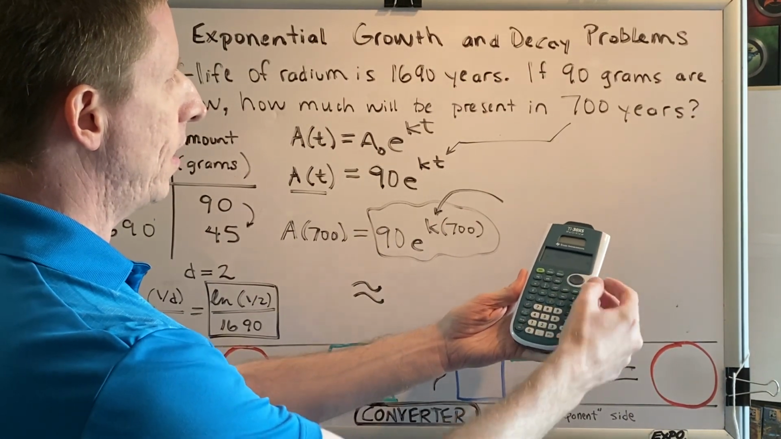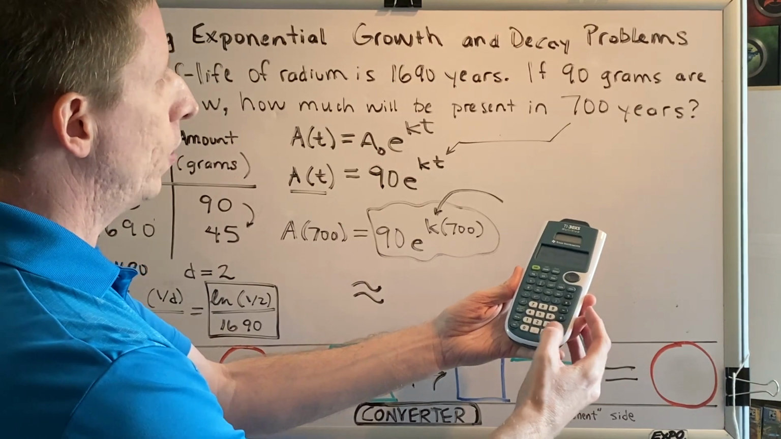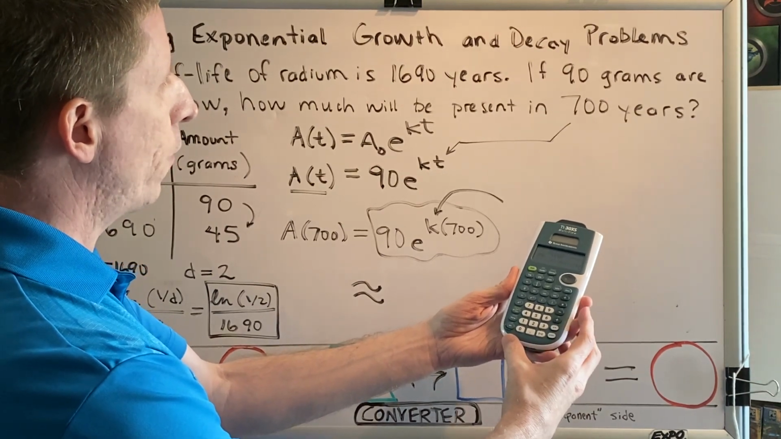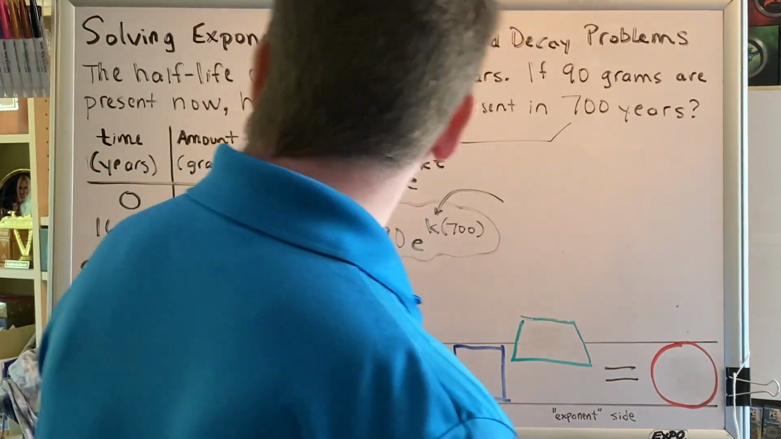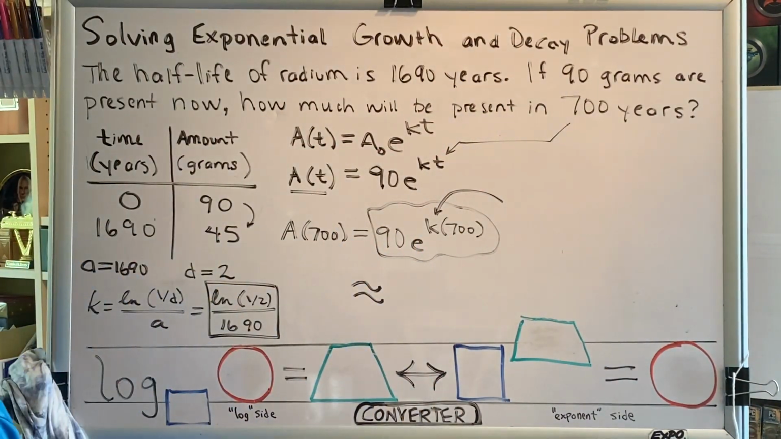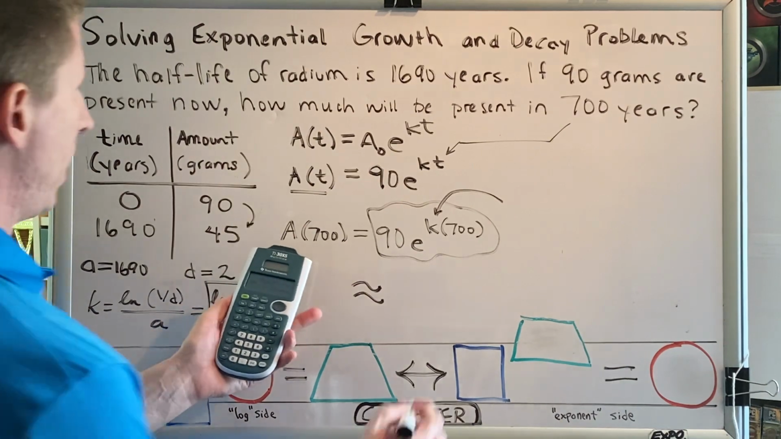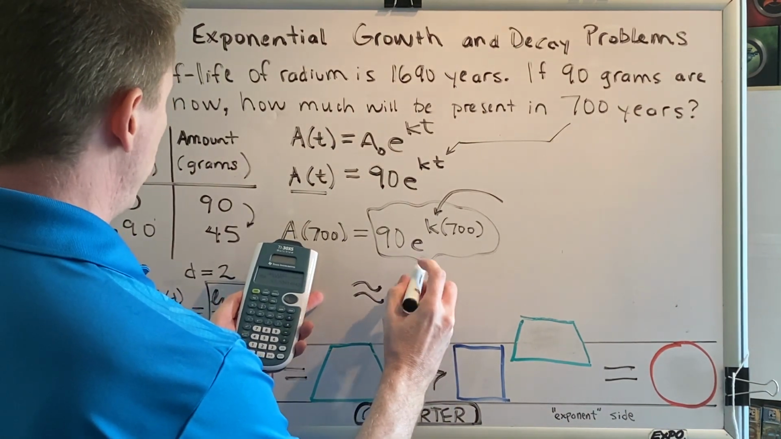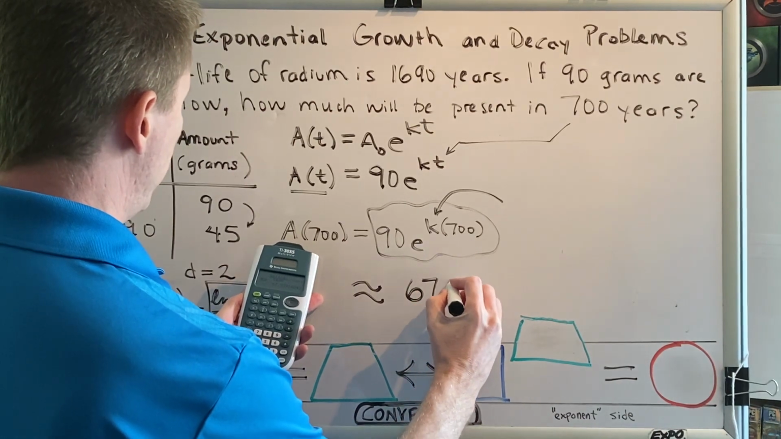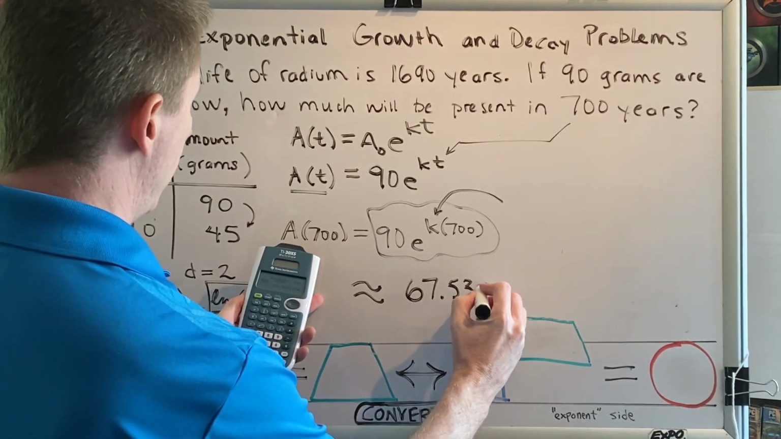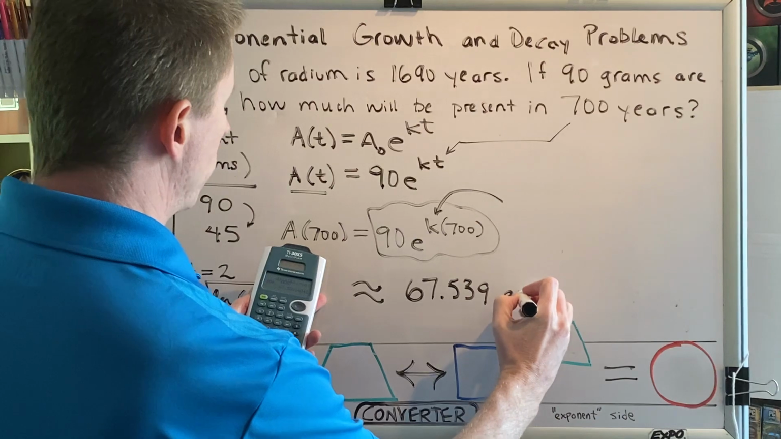Closing parentheses and hitting enter, I get the value 67.53914042. There are no rounding instructions stated in this problem, so I'm just going to make something up here and say that the amount is approximately 67.539 grams.